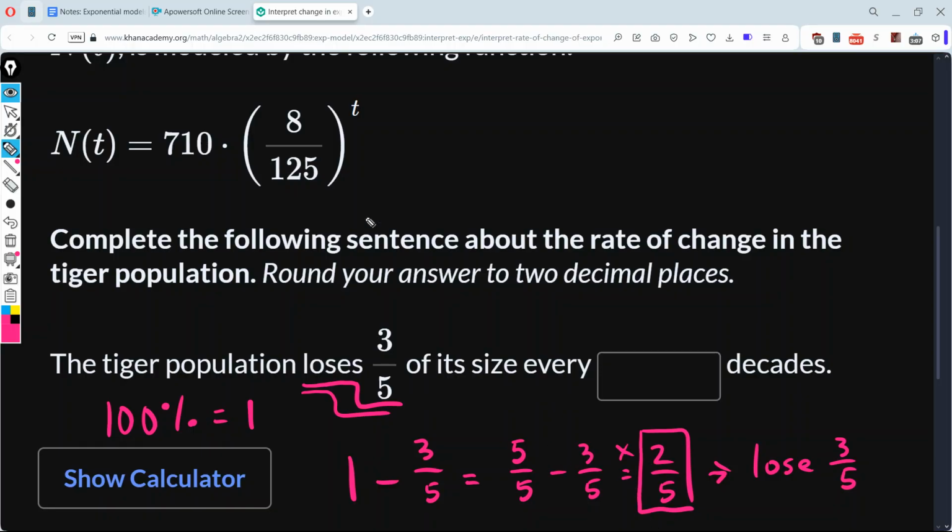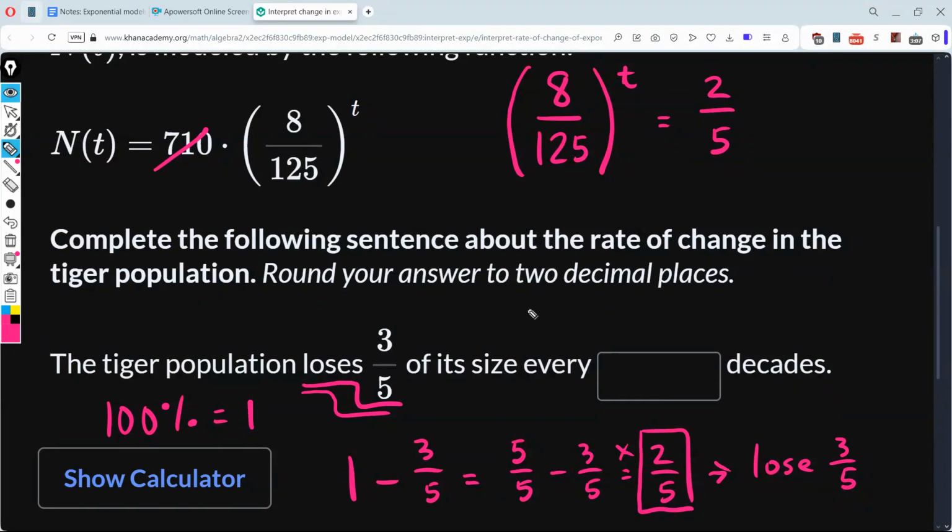All right. So just like last time, I'm going to ignore the initial value and just focus on this here. We have 8 over 125, and that is to the power of t. And we want to equate that to what we're going to be multiplying by. That's 2/5.